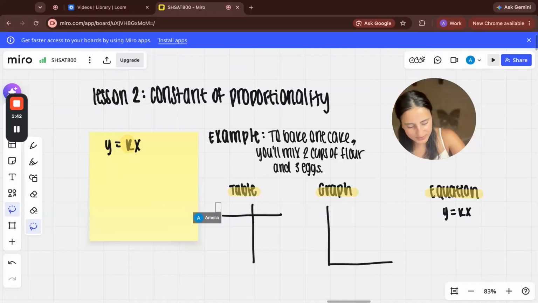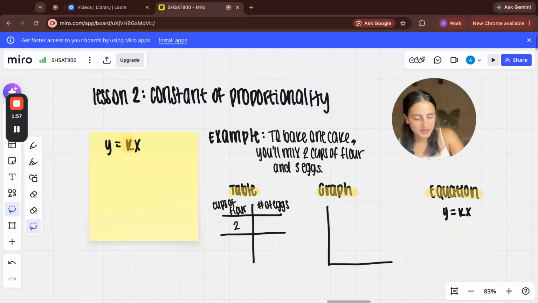So in the table, I'm going to write on one side the cups of flour. And then the other column is going to be the number of eggs we use. So we can see from the first example they gave us that 2 cups of flour, we're going to need 3 eggs. And this is if we want to make 1 cake.